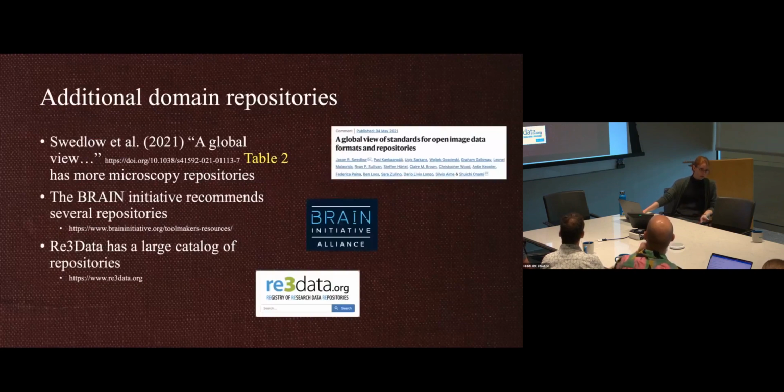If you want to find additional domain repositories, for microscopy repositories specifically, I would check out this paper, Swedlow et al. 2021, table 2. It's a table of microscopy repositories. The BRAIN Initiative funds and also recommends several repositories, and Re3data is a really trustworthy source that curates information about the repositories that are out there.